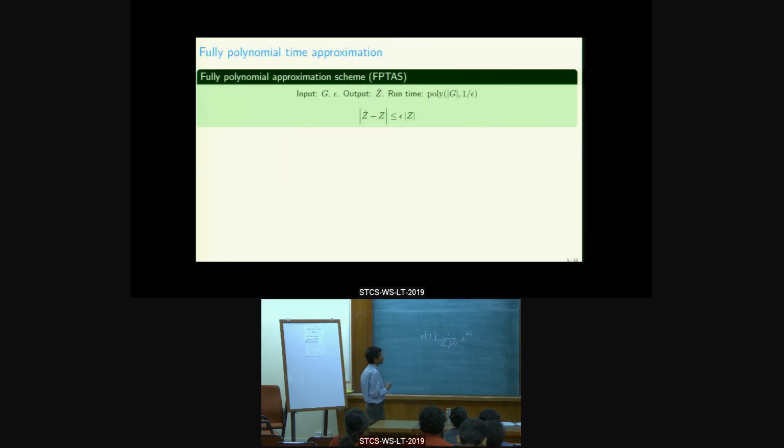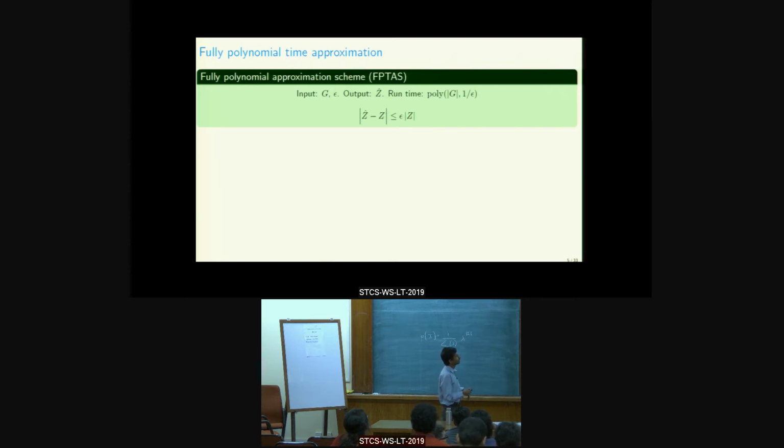Okay. So our goal is going to be, as I said, that sampling and approximating the partition function are equivalent. So I'll just define what kind of approximation you want so that you might be able to do sampling. The notion of approximation that we'll be looking for is a fully polynomial time approximation scheme. The input here would be the graph and the approximation parameter epsilon. You want to output an estimate of the partition function in runtime that is polynomial in the size of the graph and 1 over epsilon.